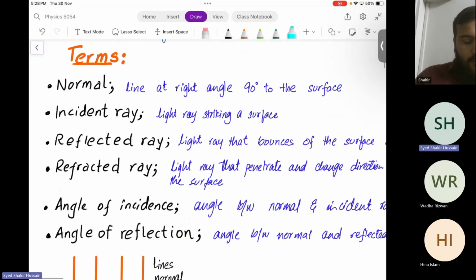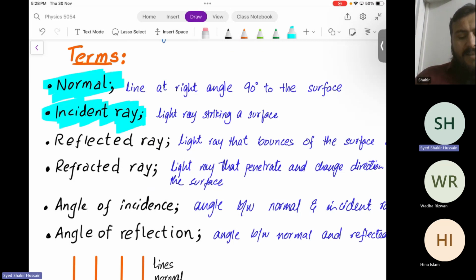There are some terms that we should know at the beginning of the chapter. Number one, normal. Normal is basically a line perpendicular to the surface, a line 90 degrees to the surface, a line at a right angle to the surface. Then you have an incident ray. An incident ray is a light ray that strikes the surface, a light ray that hits the surface, a light ray that meets a surface. A reflected ray is a light ray that bounces off the surface after striking.